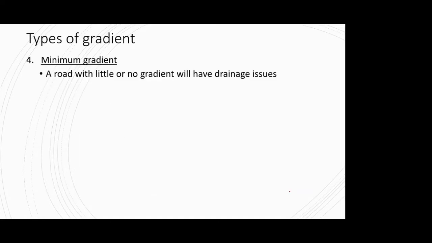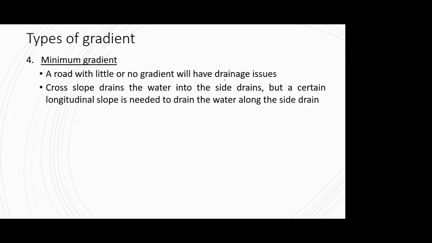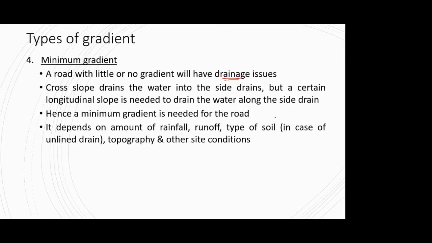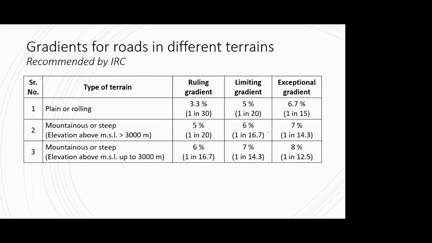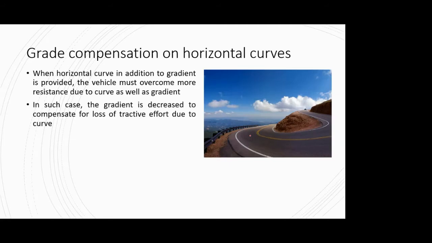And then we saw minimum gradient. This was mainly from the drainage point of view, that to have a good or efficient side drainage network, you need to provide a minimum gradient. So it comes out to be 1 in 100 or 1 in 200, depending on the type of side drain. And then some typical values we had seen.